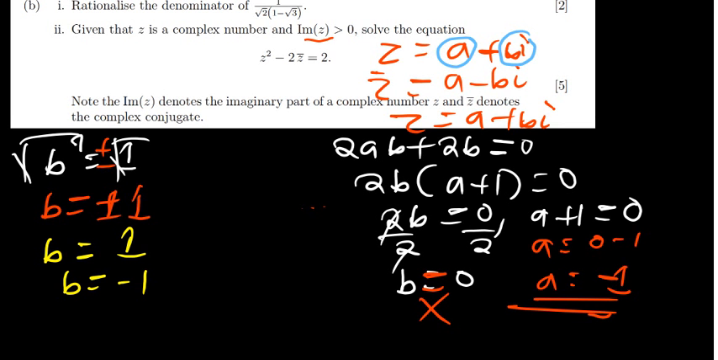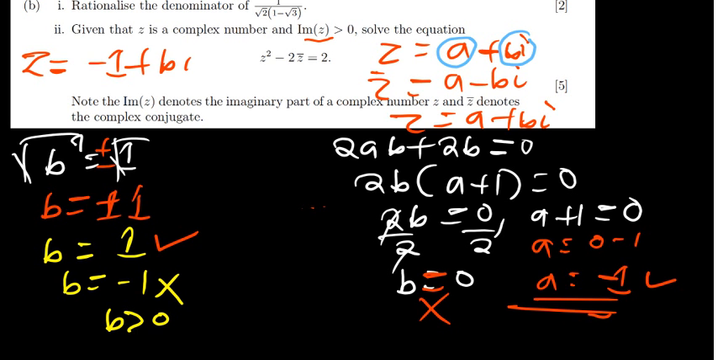But the condition is that b has to be greater than 0. So this is not the solution. So the solution is this one. So we have found a and b. Therefore, our final answer, the equation now is going to be z, where a is negative 1. Our b is 1. So that one we can just say is just i. It's one i, but it's just i. So this is the answer for this question. Unless you have got questions.